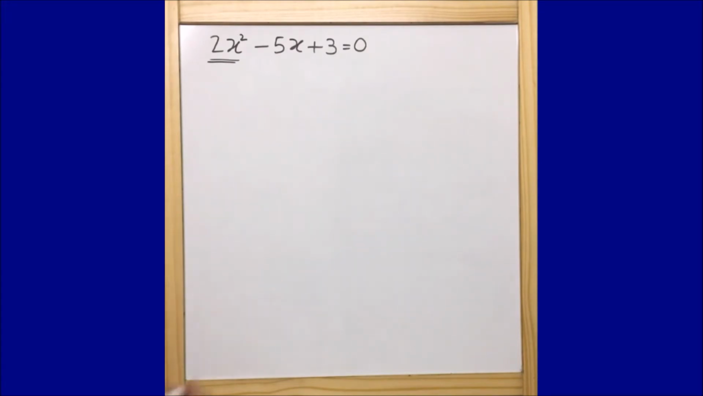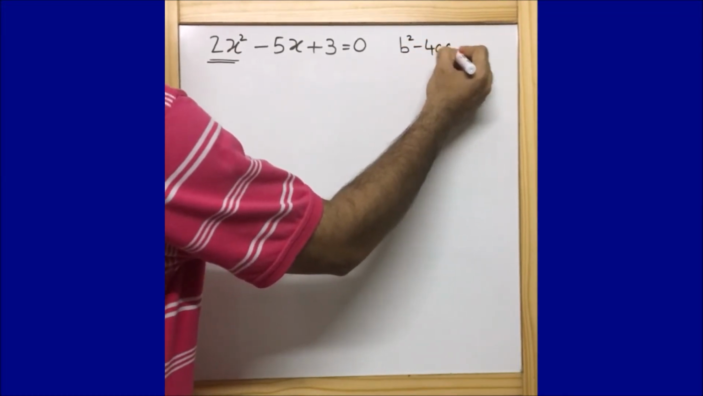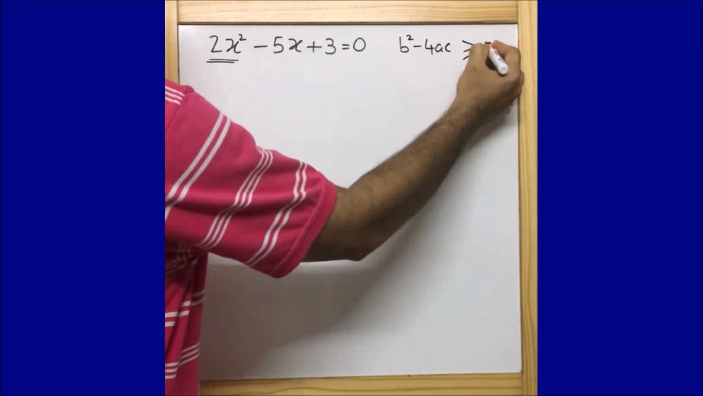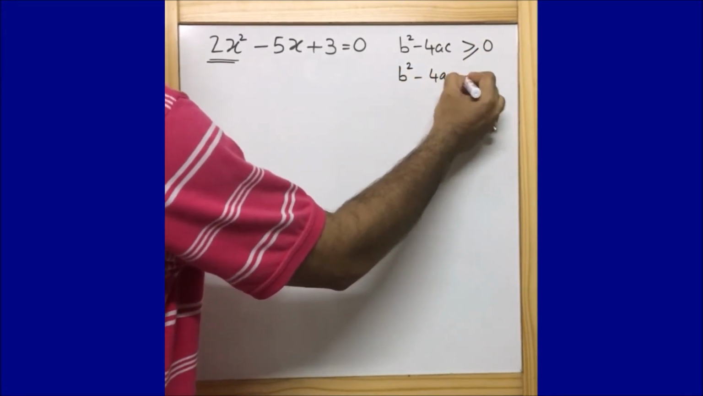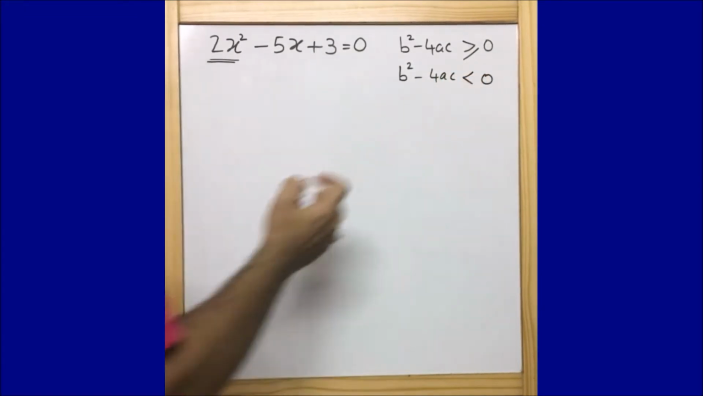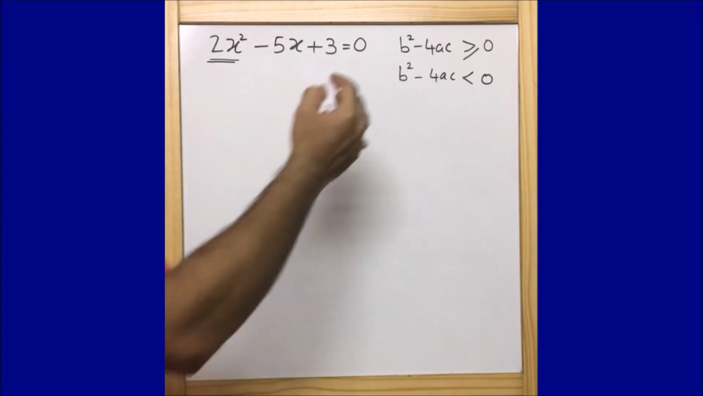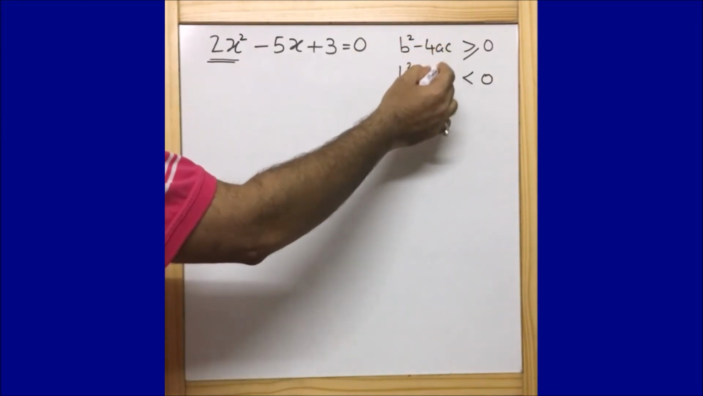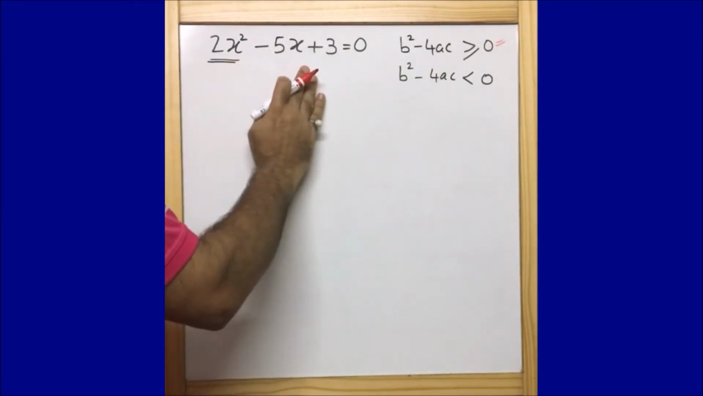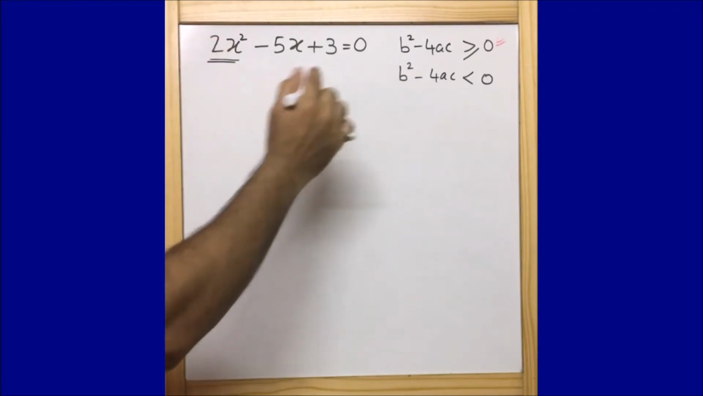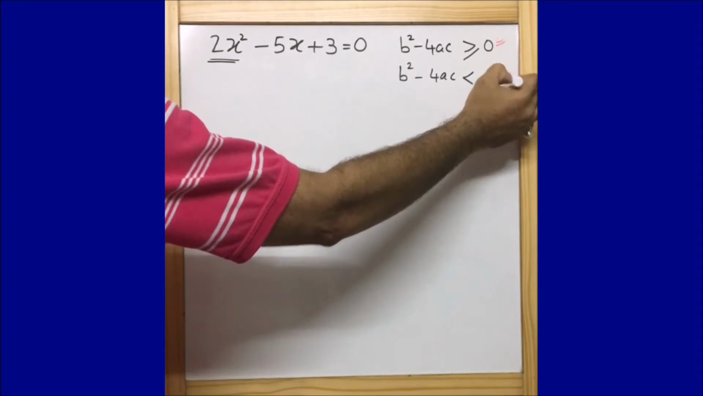The best method is to apply b^2 - 4ac. Quickly apply this and see whether b^2 - 4ac is greater than or equal to 0, or b^2 - 4ac is less than 0. Just quickly put this formula on this equation and check. If we are getting b^2 - 4ac greater than or equal to 0, then this quadratic equation has real roots.